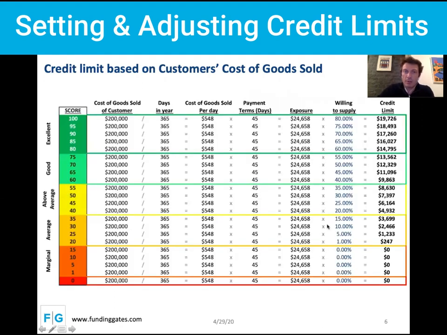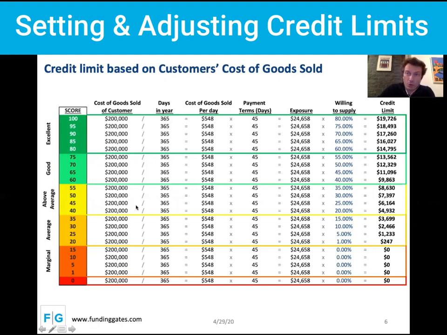Let's say, for example, your customer's cost of goods sold is $200,000, and you divide that by 365 days. That gives you $550 in cost of goods sold per day from your customers. You multiply that by 45 days, which are the terms, and the total exposure, therefore, is $25,000.